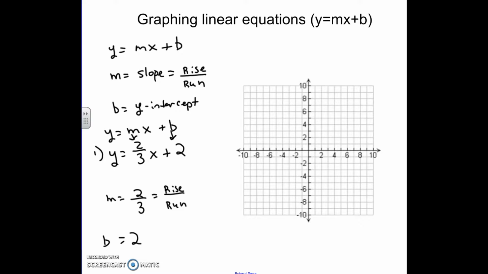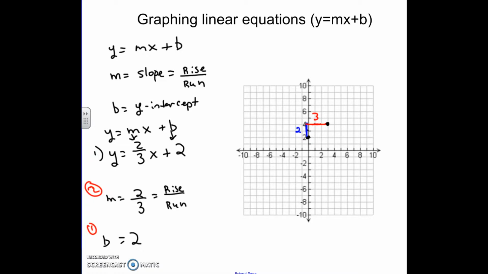So to graph this, we always start at b. b is first, m is second. So we start at 2 on the y-axis, so we put a point at 2. Okay, then what we'll do is we'll just count our rise and our run. From the point, do not start at the origin, start with the point, the y-intercept. You rise 2 and you run 3. The rise is 2 up. The run is 3 across.